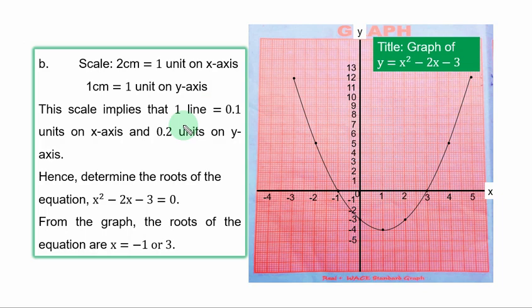In question B also, you are asked to determine the roots of the equation s squared minus 2s minus 3 equals 0. This is the equation that you have plotted, and as such, no further simplification is required. The roots of the equation are the points of intersection of the curve with the x-axis. The roots are -1 or 3.